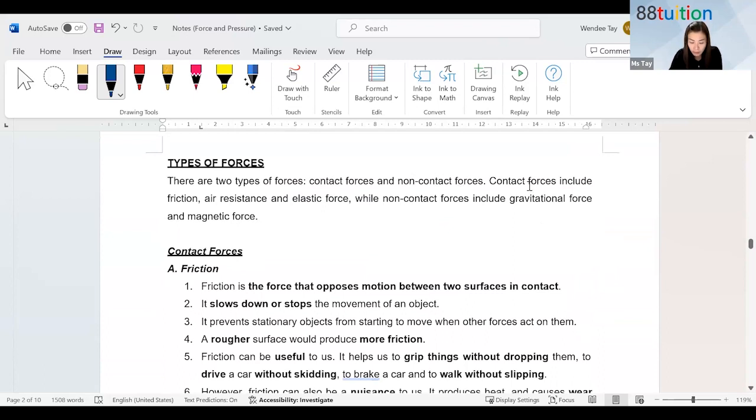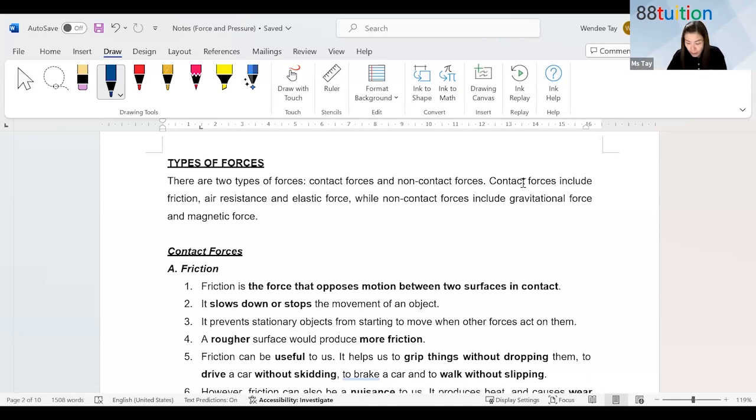Okay, so contact forces will include things like friction. Yeah, so the surfaces are actually in contact, right? And then air resistance. Yeah, air resistance really comes into contact with whatever matter it is actually going against, right? And then elastic force. Okay, so all these are contact forces.